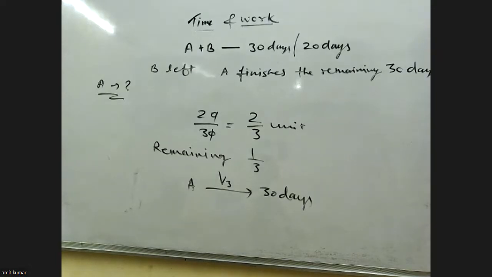Sorry, where did 1/3 come from? 1 by 3 is the remaining work. That is 1 minus 2 by 3. That is the completed work.